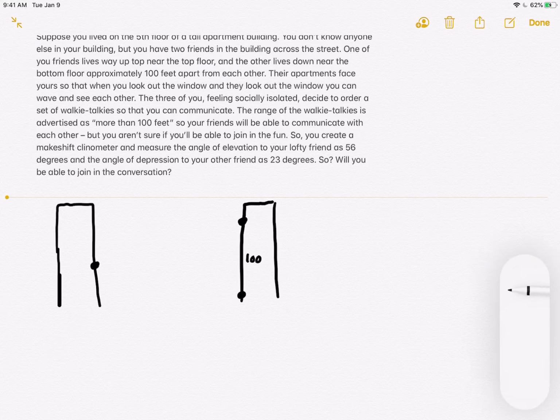So an angle of elevation, it's a common term in these problems. You'll probably see it again. Basically, the angle of elevation from you to your lofty friend, and an angle of elevation is always looking up. It's measured from the horizontal. So I have to picture the horizontal here, where you would be looking if you look directly at the building. And then if you raise your line of sight until you're looking directly at your friend at the top there, that's the angle of elevation that we're talking about here, elevation. And that is said to be 56 degrees.